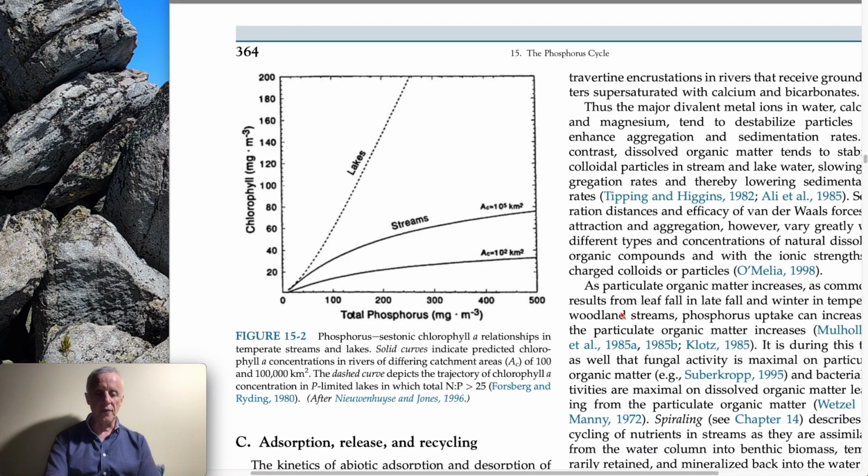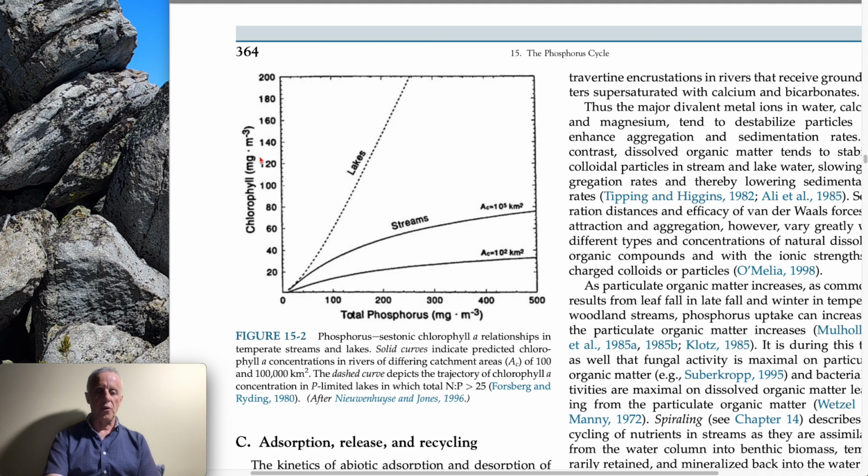So let's look at figure 15-2. Phosphorus seston chlorophyll a relationship in temperate streams and lakes. Solid curves indicate predicted chlorophyll a concentration in rivers of different catchment areas, AC, of 100 and 100,000 kilometers squared. The dashed curve depicts the trajectory of chlorophyll a concentration in phosphorus-limited lakes in which total nitrogen to phosphorus is greater than 25.